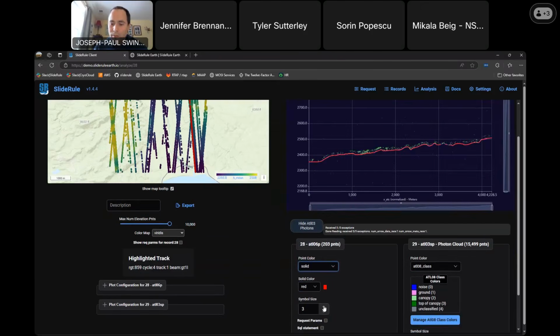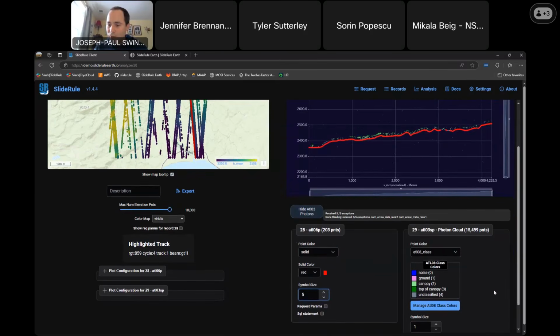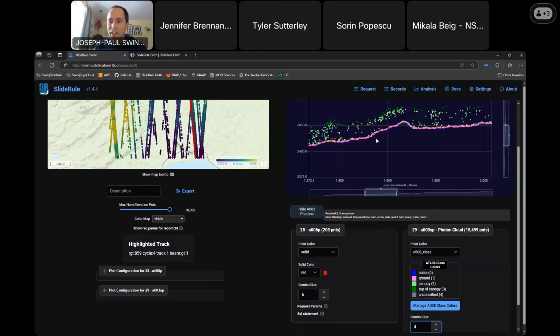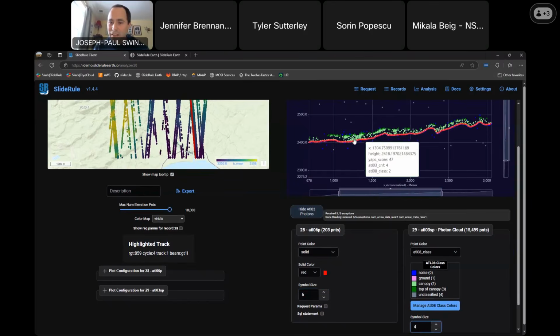So I'll make this a little bit bigger so everyone can see it more easily. Perfect. So you can see right here there's some dense vegetation. If you used all the photons, it would actually bias this surface fit upward a little bit. But because we're locking on only to the ground classified photons that ATL08 provides, it gives a much better answer.